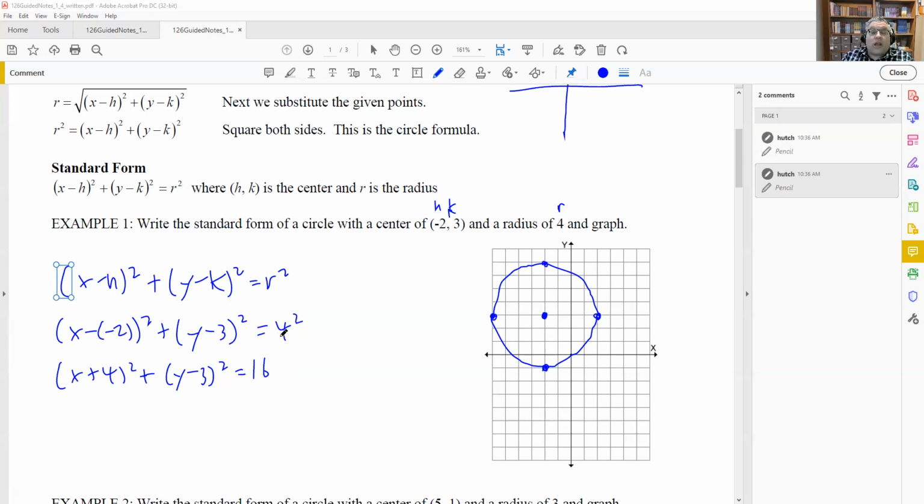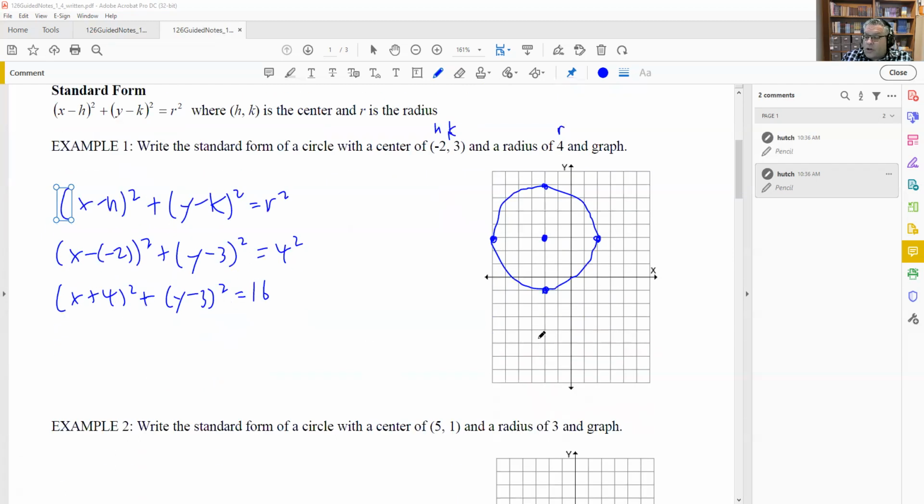Now, it is okay if you want to leave your answer as 4 squared. That's fine. MyOpenMath will take that as an answer as well. But if you want to square it, make it 16, that's fine. You do want to simplify. If you've got double minuses, you do want to simplify that at least. But again, you can leave this as a 4 squared if you wish. Okay. All right. So next, we'll do another one of those.